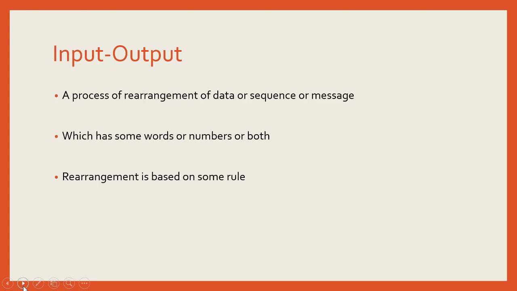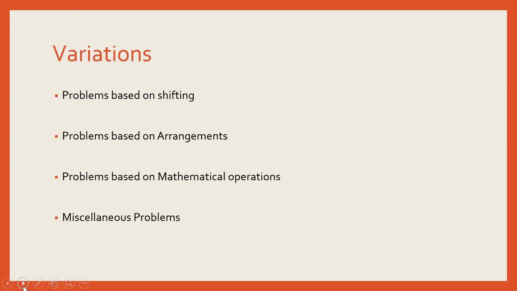So there are basically 3 to 4 variations which can be asked under input output. One is problems based on shifting. The second one is problems based on arrangements. Then the third variation is problems based on mathematical operations, and there could be questions or problems which might not fit into any of these categories, so we are putting them under the miscellaneous category. We will be looking at each one of them one by one and understanding how shifting is different from arrangements, or how mathematical operation questions are to be dealt with.